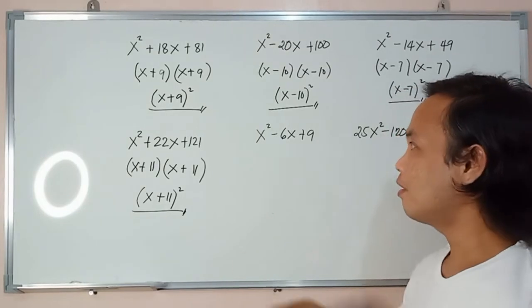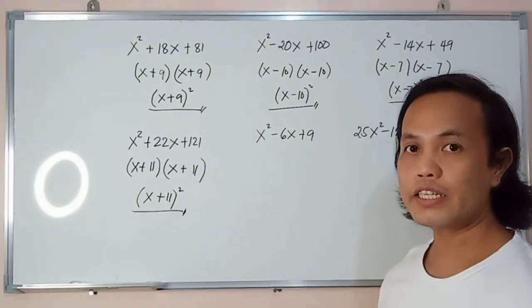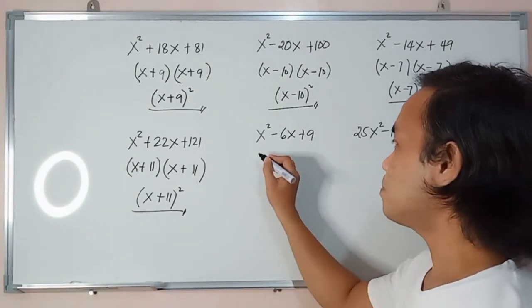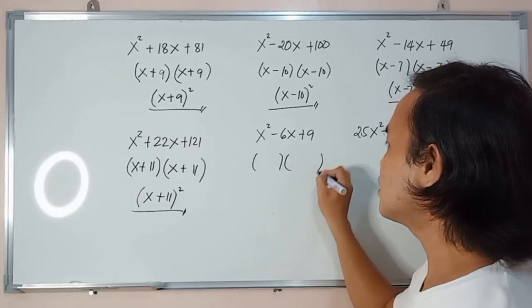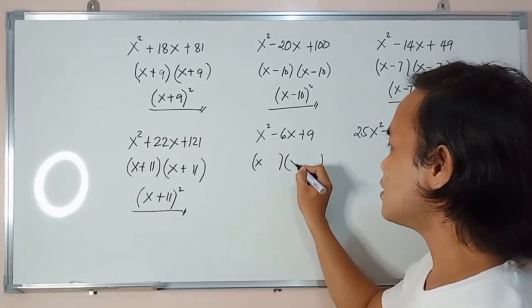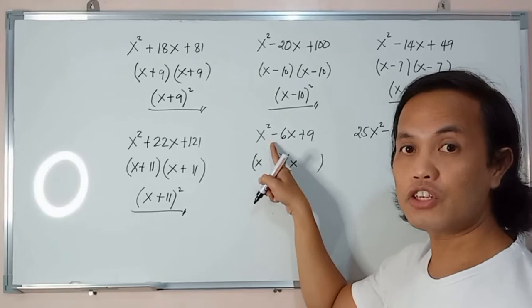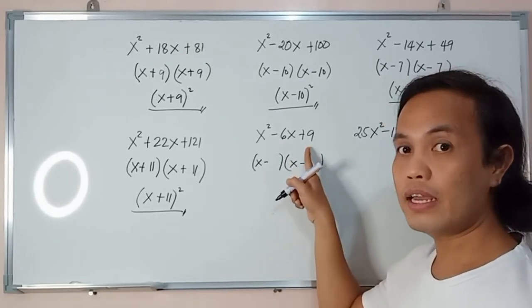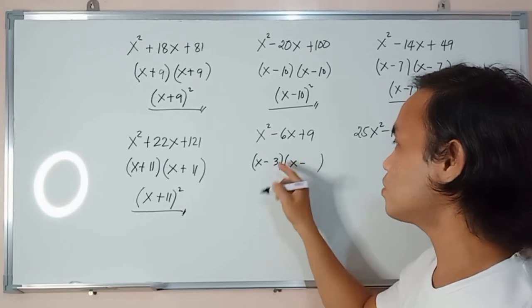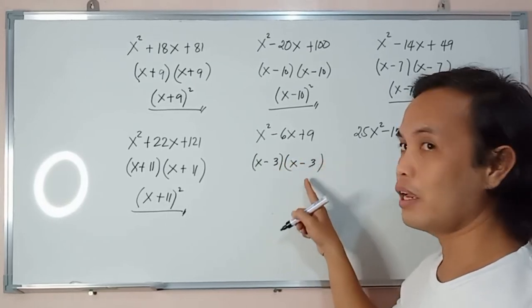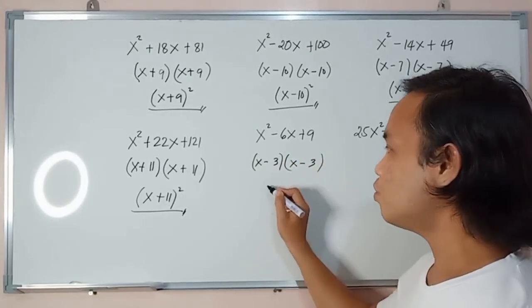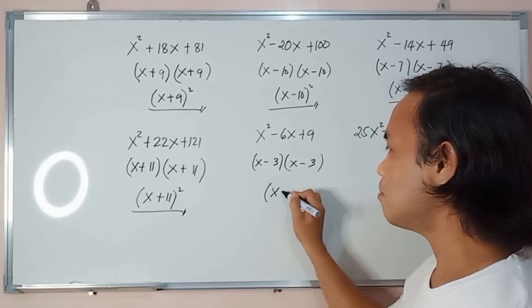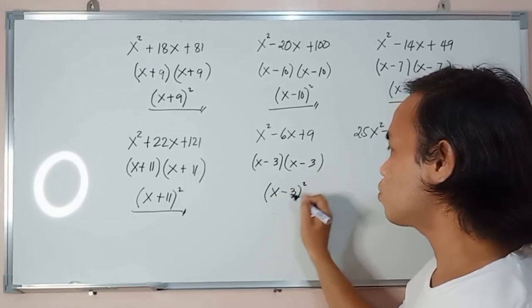The next example: x squared minus 6x plus 9. We can express this as x times x. The sign of the middle term is negative, so we copy negative. The square root of 9 is 3. So that is x minus 3 times x minus 3, which we can express as x minus 3 quantity squared.